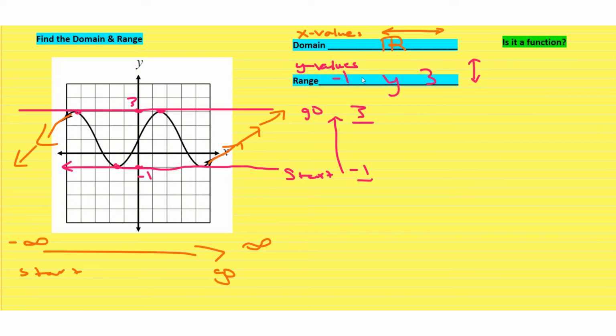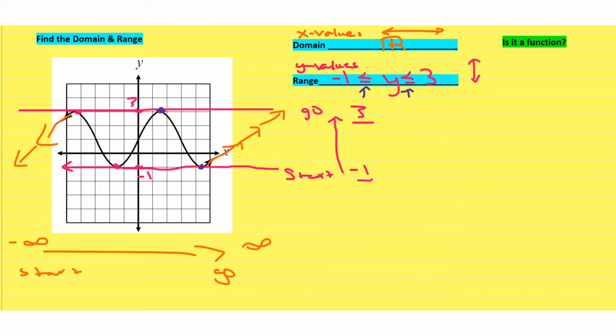My y values are between those, and it's going to be less than or equal to, and less than or equal to, because when it's equal to, it's because this graph does actually touch that point at 3, and the graph touches the point at -1. So that's the reason why we have the can be equal to it as well.